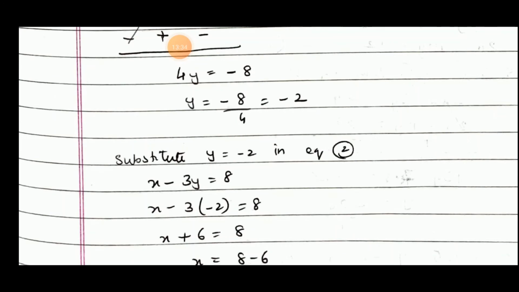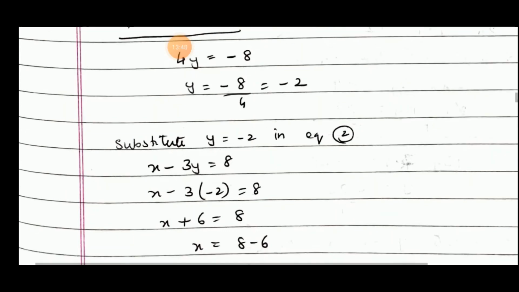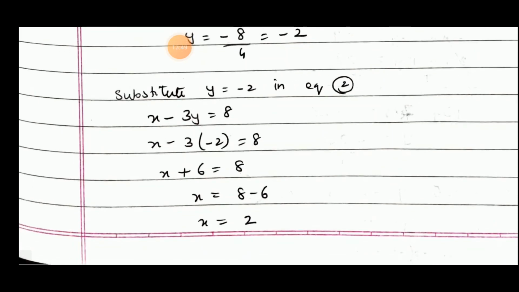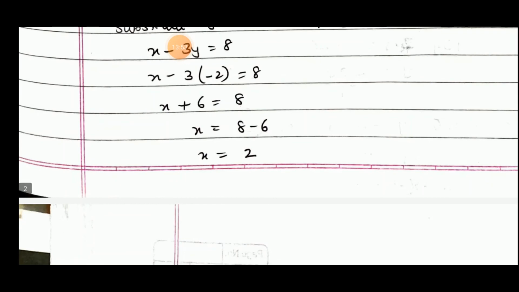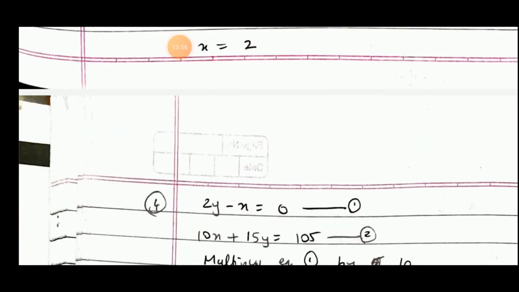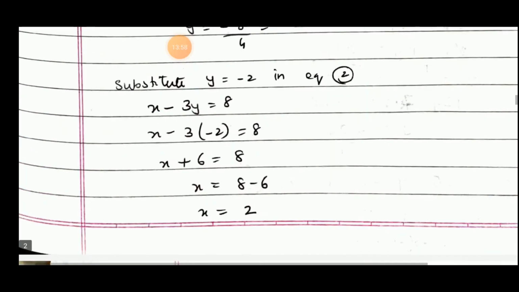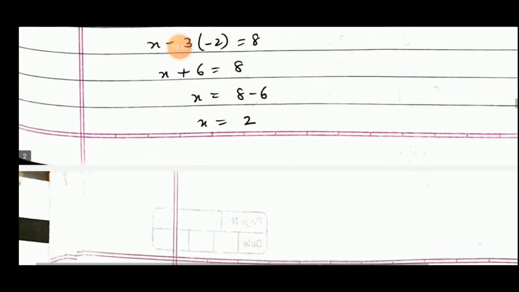Now substitute y is equal to minus 2 in equation 2. You will get 3x minus 3y is equal to 8. So 3x minus 3 into minus 2 is equal to 8. So 3x plus 6 is equal to 8. 3x will be equal to 8 minus 6, that is x is equal to 2. Then you have to write down the answer. (2, minus 2) is the solution of the given equations.